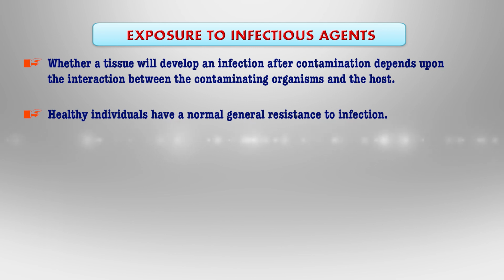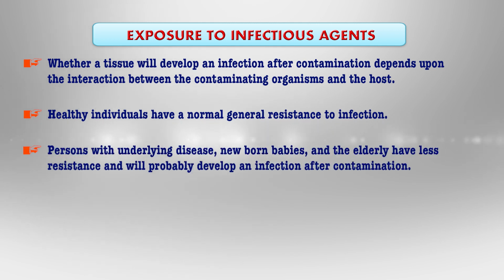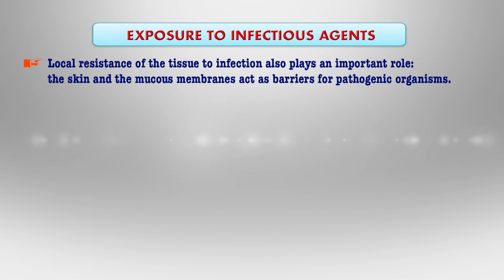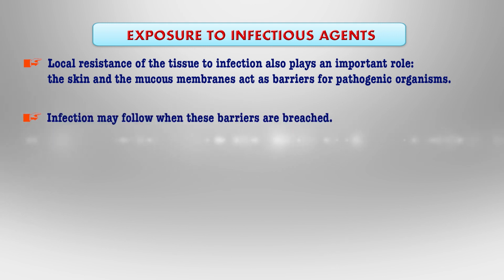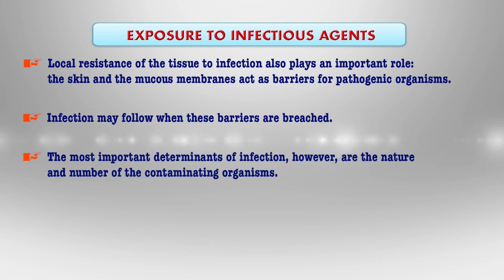Healthy individuals normally have a general resistance to some of the infections. But people who have an underlying disease, newborn infants and the elderly have less resistance and will be vulnerable, and probably will develop some sort of infection after exposure or contamination. Therefore, local resistance of the tissue to infection also plays an important role. The skin and the mucous membrane can act as barriers for pathogenic organisms, and infections can follow when these barriers are breached.